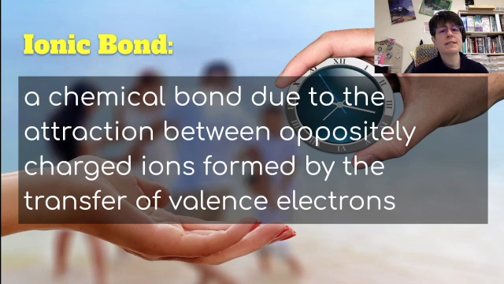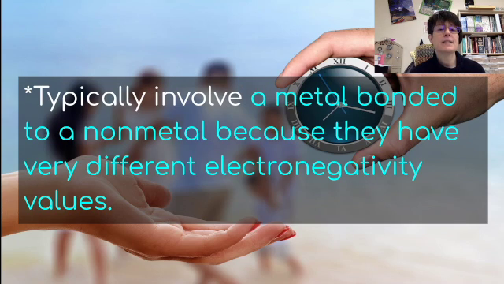Now, ionic bonds are a chemical bond due to the attraction between oppositely charged ions formed by the transfer of valence electrons. This typically involves a metal bonded to a nonmetal because they have very different electronegativity values. Remember, nonmetals have very high electronegativity. Metals have very low electronegativity.